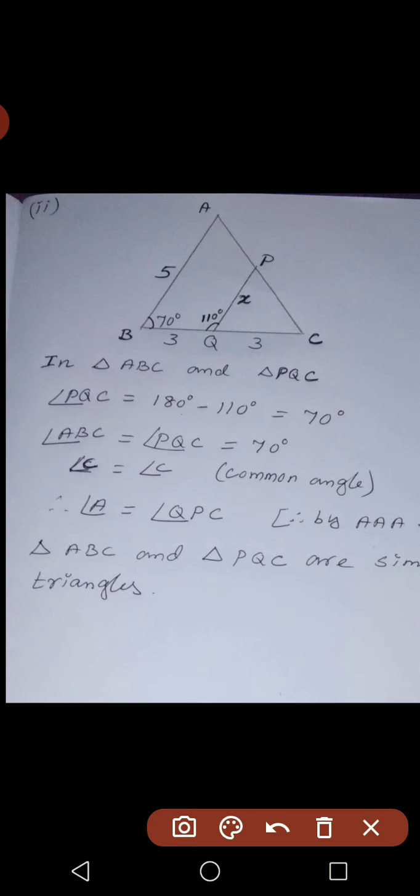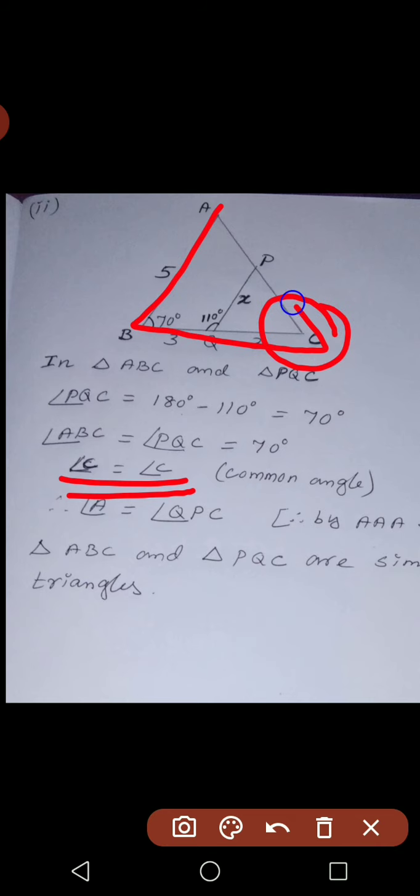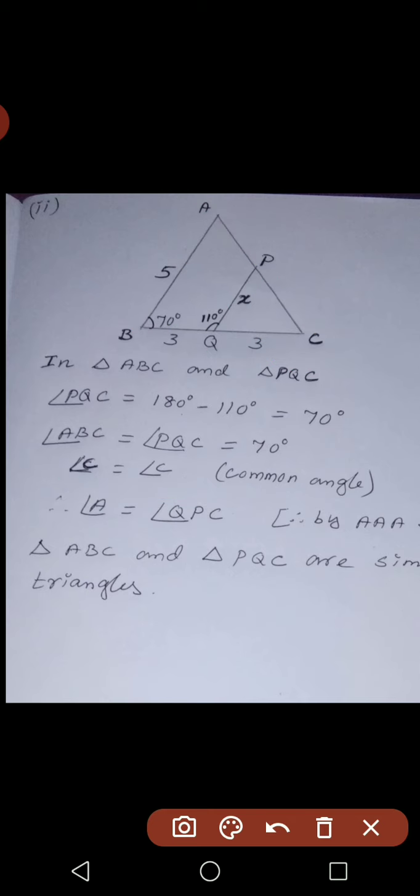Therefore angle ABC is also 70. It is already given in the diagram itself. Then angle C equals angle C in both triangles. In the big triangle, angle C, and in the small triangle, angle C, both are equal because it is a common angle. C is common to this triangle and this triangle, and common angles are always equal. So angle C equals angle C.